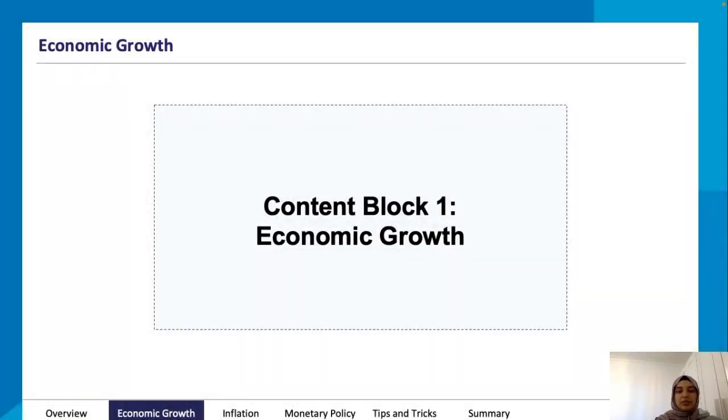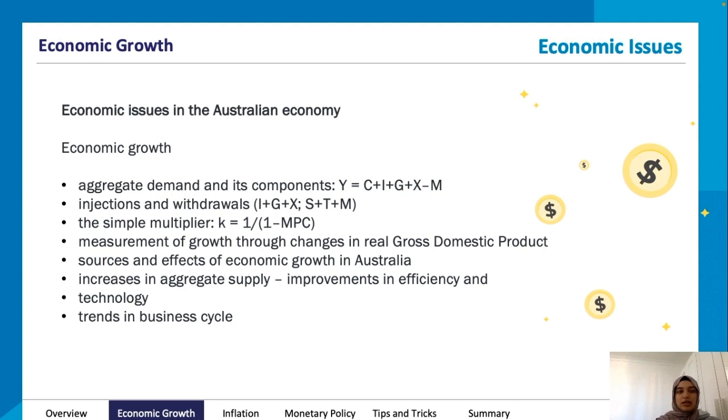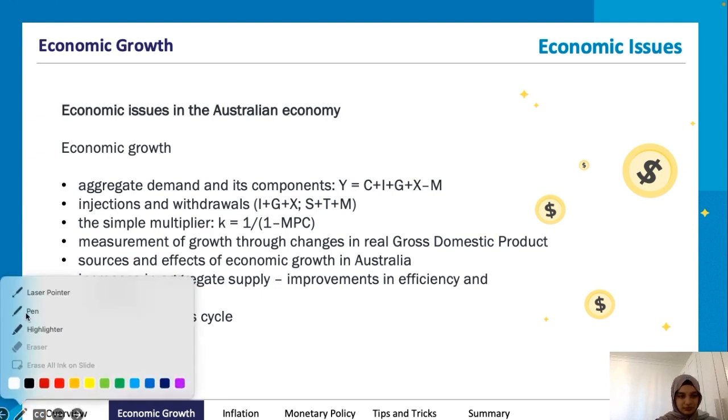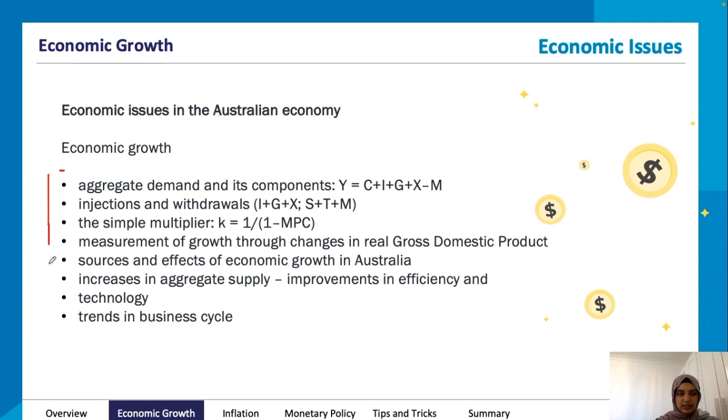Let's look at economic growth. So, economic issues in Australia's economy. Here's just a snapshot from what the syllabus is saying is important. So we've got aggregate demand and its components. We've got injections and withdrawals, so I, G, X, S, T, M, the simple multiplier and how to calculate it, measurement of growth through changes in real GDP, sources and effects of growth in Australia, the increase in aggregate supply, and trends in the business cycle.